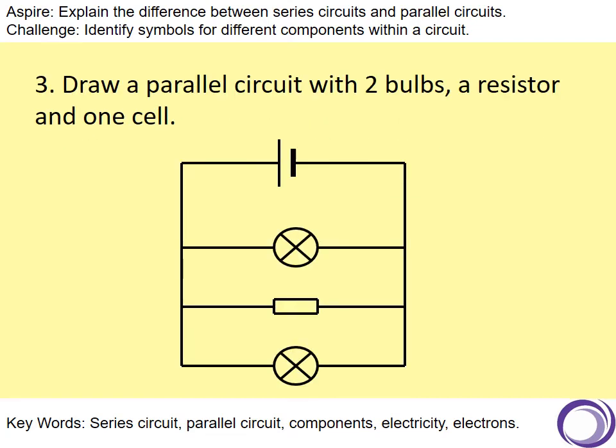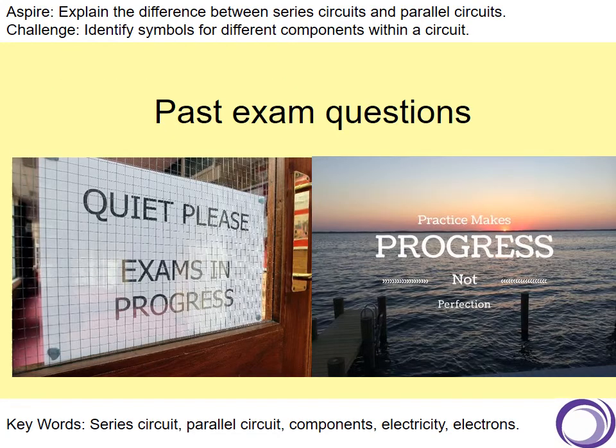And finally, task three was to draw a parallel circuit with two bulbs and a resistor and one cell. Now, it doesn't necessarily matter where the resistor is, just as long as it's parallel to the other two bulbs. So for instance, you have a bulb in the center and the resistor above it. It doesn't really matter, but there we have a cell, two bulbs and a resistor.